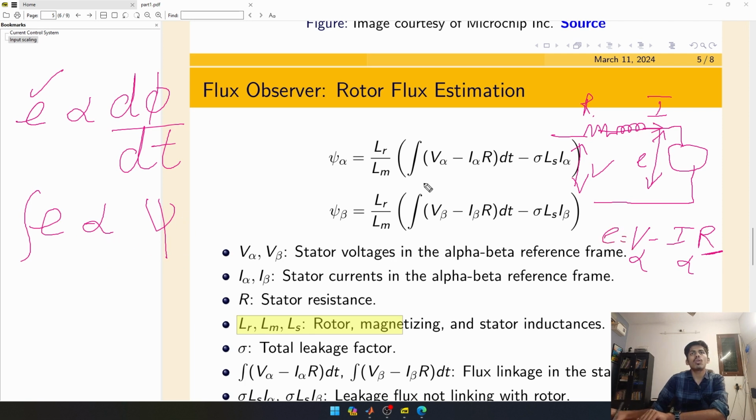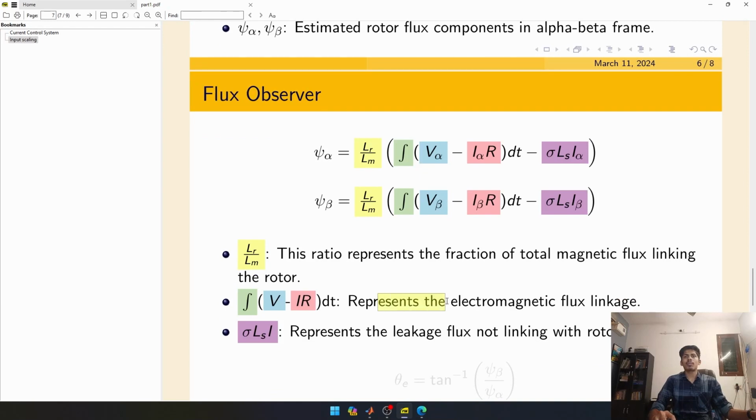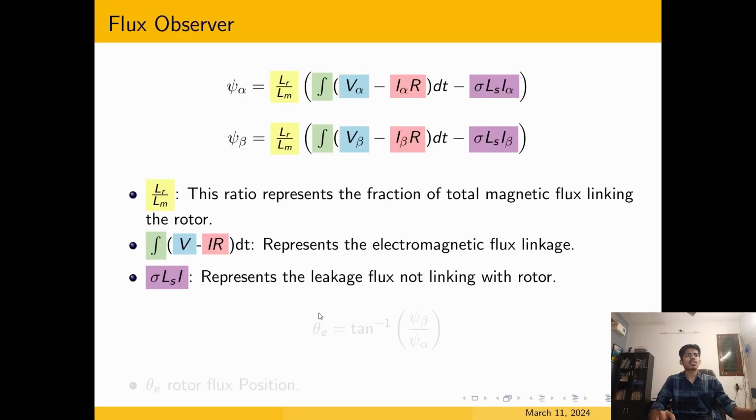Now let's look at this equation. We are integrating this V minus I alpha into R, which is nothing but E. So we are integrating this induced EMF to get the flux, and all this is to calculate how much of the flux is linking with the rotor. This represents the electromagnetic flux linkage, and this factor represents the amount of flux we want, the rotor flux.